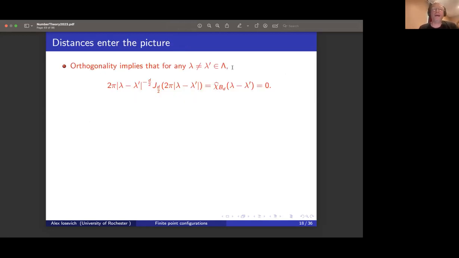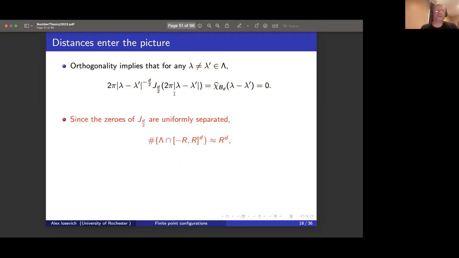What does orthogonality mean? Orthogonality means that the Fourier transform of the indicator function of the ball evaluated at the difference of the two elements of the putative spectrum is zero, okay? But the Fourier transform of the ball can be written in terms of Bessel functions. And all we need to know is that the zeros of the Bessel functions are uniformly separated.